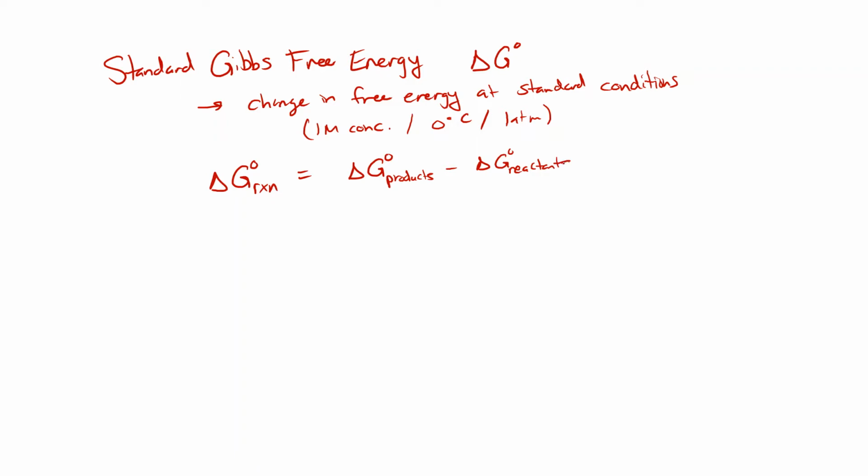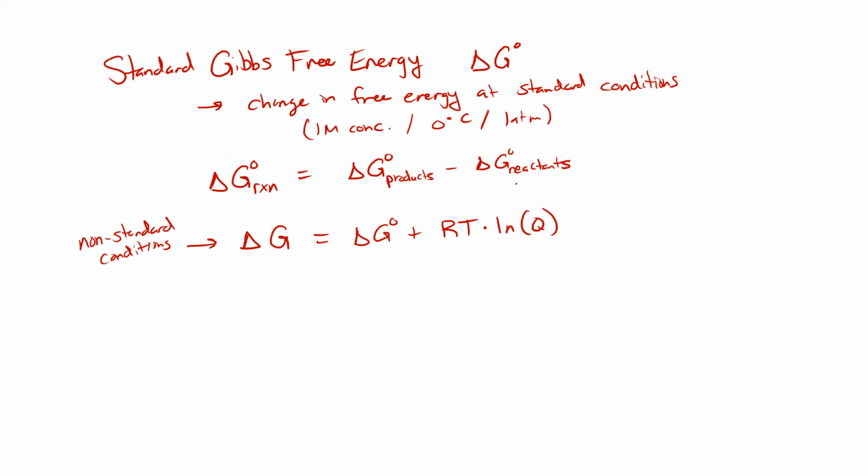right? And if you add up all your products and subtract all your reactants, you'll get the delta G naught of reaction. Very rarely do we actually do this. Instead, what we do is we say delta G, so this is a non-standard, right? So this is delta G under any other conditions, is related to the standard free energy when we add in RT times the natural log of Q.